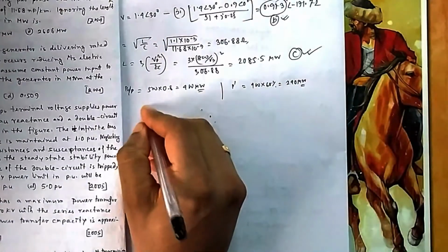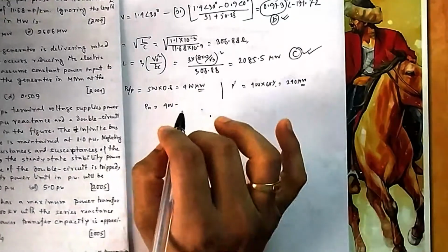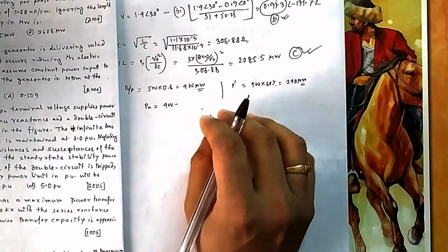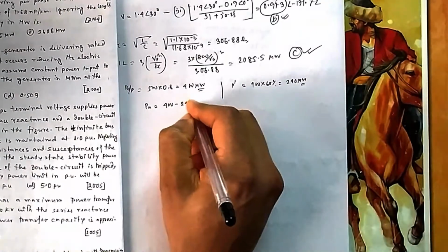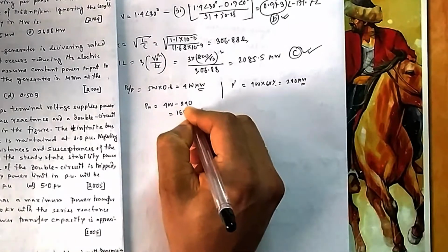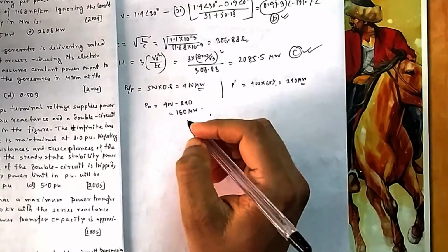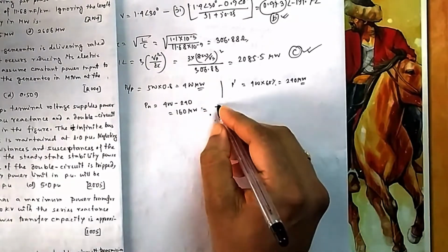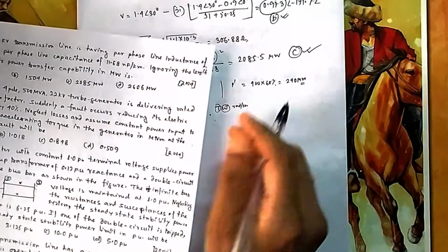So what is the accelerating power here? PA is equal to 400 minus 240, because your input, the mechanical input to your prime mover, is meant for 400 megawatt, but your output has reduced. So this much is the accelerating power in the rotor, due to which the rotor accelerates. So power is equal to torque into omega. Torque is in Newton meter, omega is in radian per second. So you have to calculate what is radian per second here.